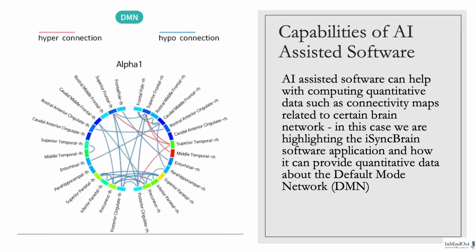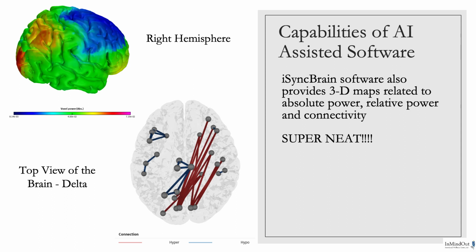And again, here are the different names of the different areas where the connectivity is or is not happening the way it's supposed to. So this is one way that this software application shows connectivity. Then this software application also shows a 3D image of absolute power maps, relative power maps, and again, the connectivity. And again, this is the right hemisphere looking at it from the side.